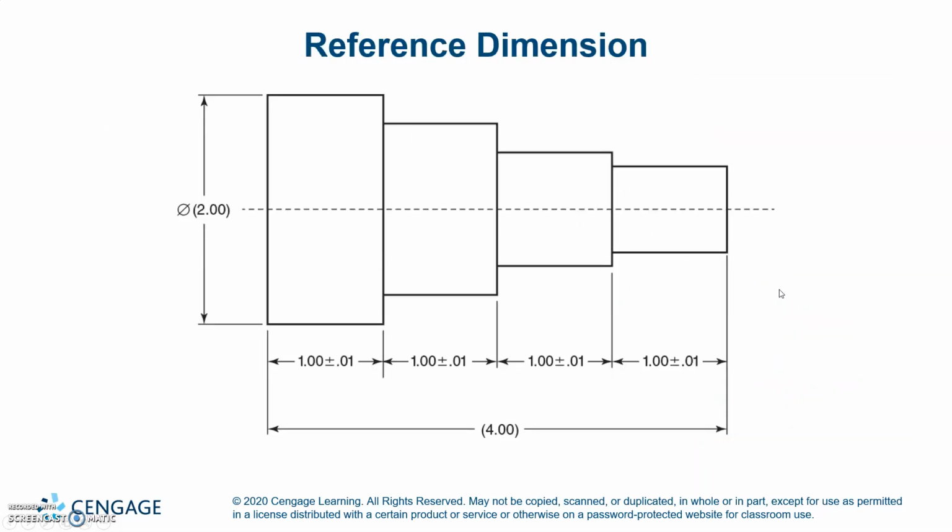Reference dimension. Anything that has parentheses around it is going to be a reference. They usually don't have a tolerance in that location, but it is going to be somewhere else more than likely. So if you have 1 inch plus or minus 10 on each of these, and all of them are close to their max, we'll just say they're at their max. So 1.10 plus 1.10 plus 1.10 plus 1.10 would actually be 4.40. So that's why this is a reference dimension.